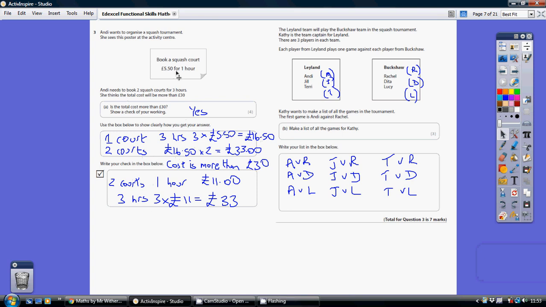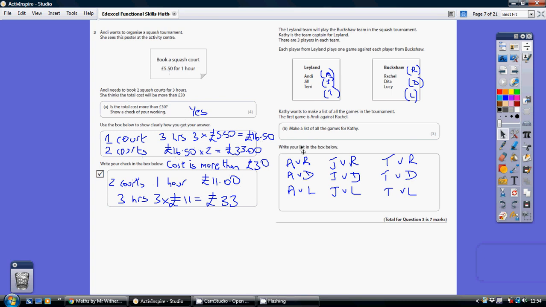I'm saying that one court is £5.50 for an hour. So two courts for an hour would be twice of that, which is £11. So two courts per hour is £11. We need them for 3 hours. So 3 times 11, which is £33.